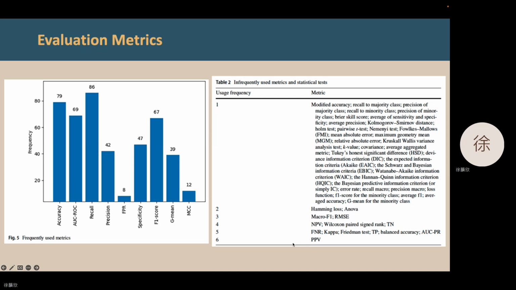And the right table is Table 2. Table 2 is in comparison to the commonly used metrics in Figure 5. This table lists the evaluation metrics and statistical tests that were used less frequently in the literature they reviewed. The table has two columns. One is for usage frequency and the other is for the specific metric or test name, such as Hamming, Lowe's, ANOVA, Macro F1, and so on.